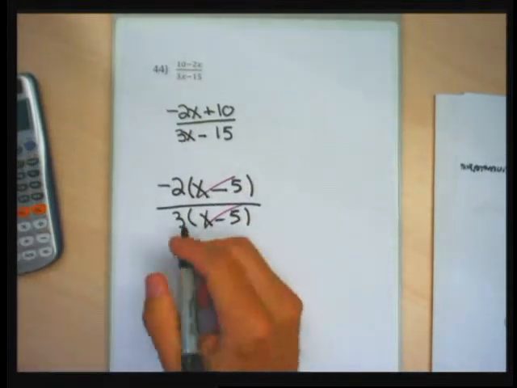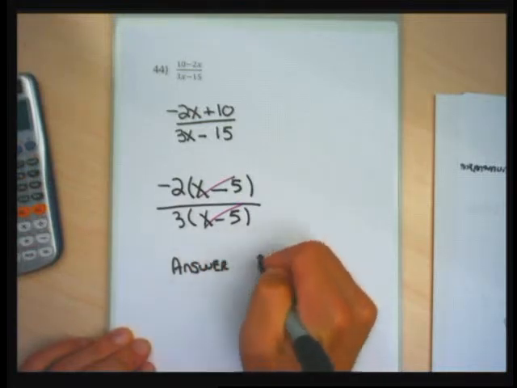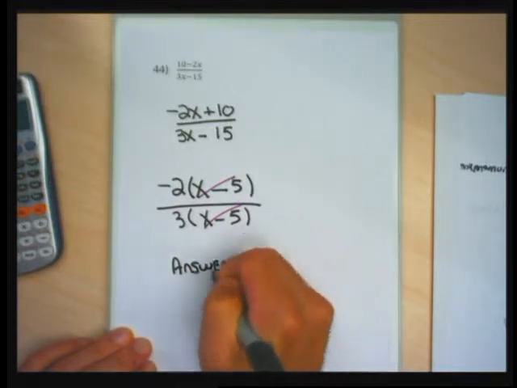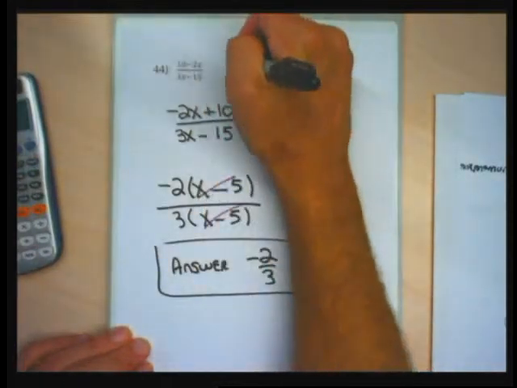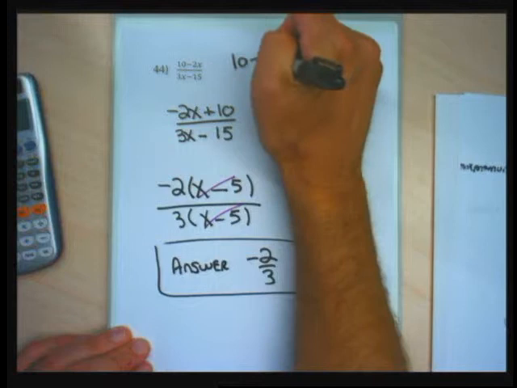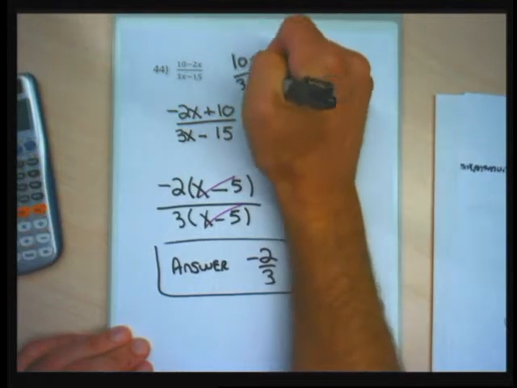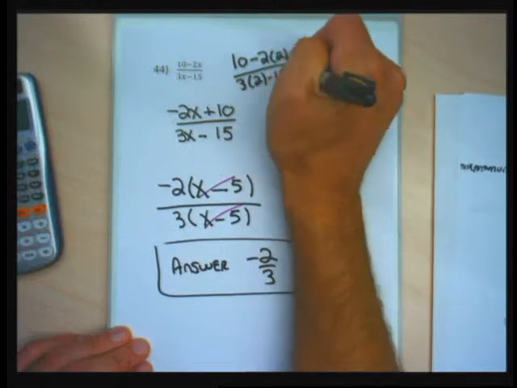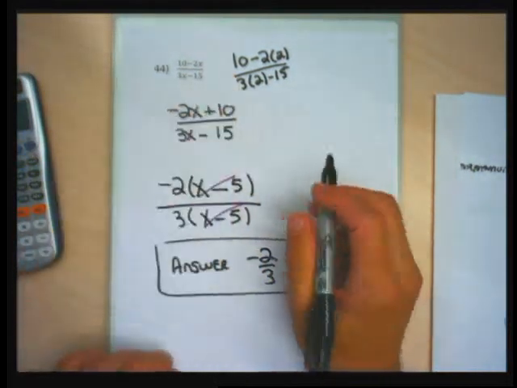Cancel the x minus 5s. I claim my answer to 44 is negative 2/3. Again, if I want to check, I usually plug in 2 for x. So I'll come up here and go 10 over 10 minus 2 times 2, and then 3 times 2 minus 15. For this answer to have any chance of being correct, this better reduce to negative 2/3.